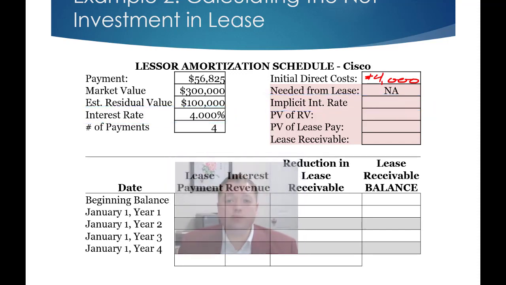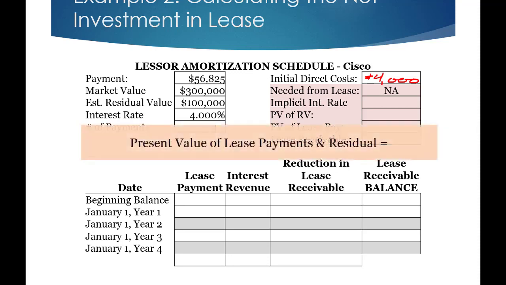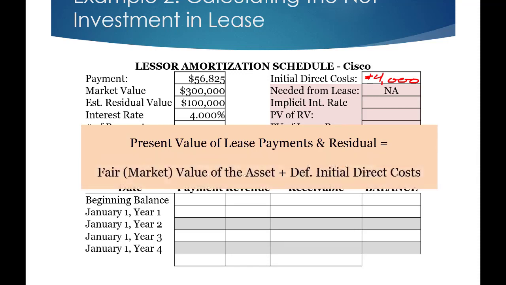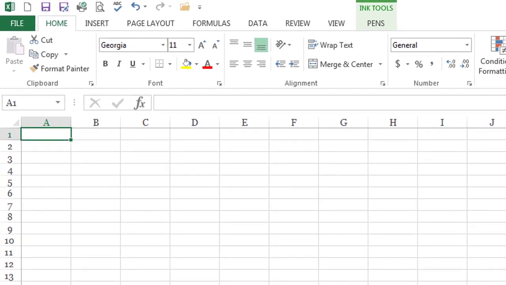So here's the logic. What FASB wants is the present value of the payments on the asset and the present value of that residual that we think we're going to get once we get the asset back at the end of the lease to be equal to two things: the fair market value of the asset plus any deferred initial direct costs. And so we do a calculation to figure out an interest rate that makes those two sums equal. Now, it used to be that that was a real pain in the neck, but with Excel, it's actually not that bad. So let's jump over to Excel, and we'll show you how to make these calculations.